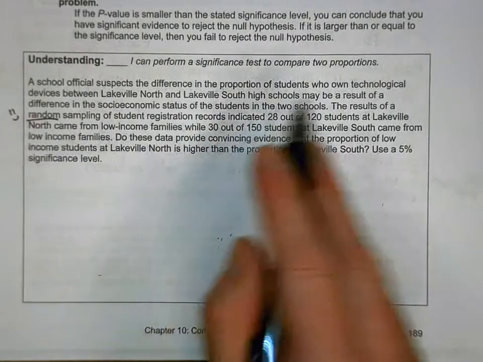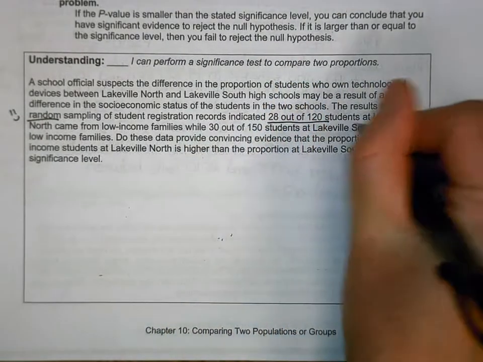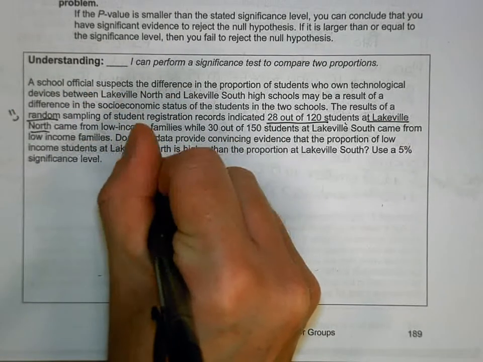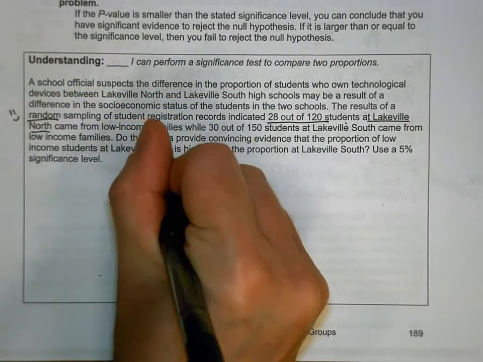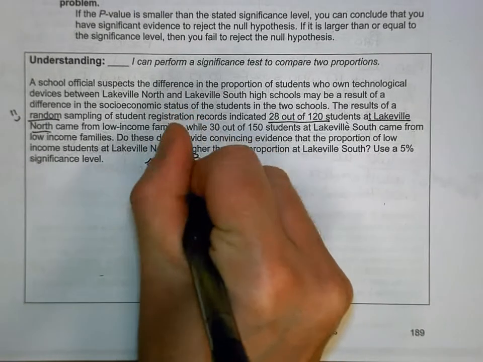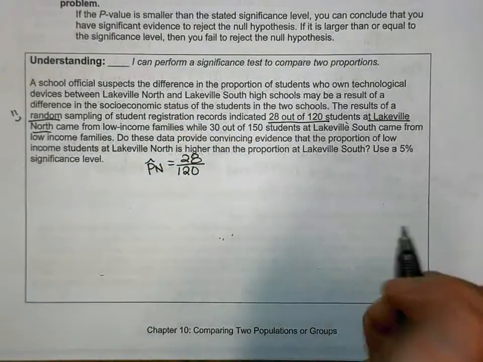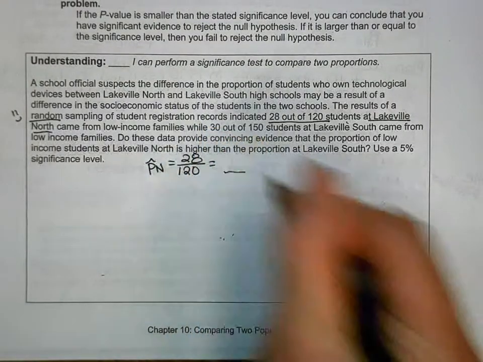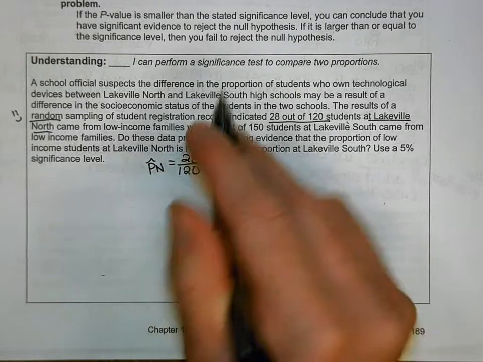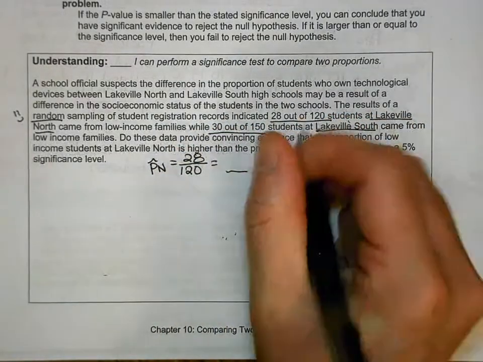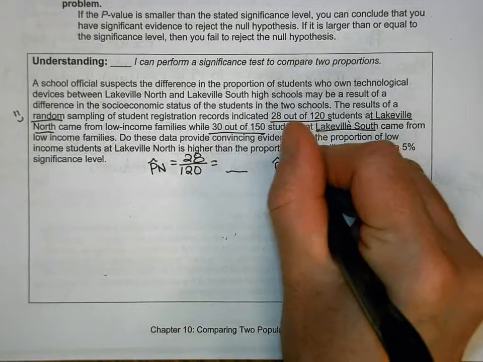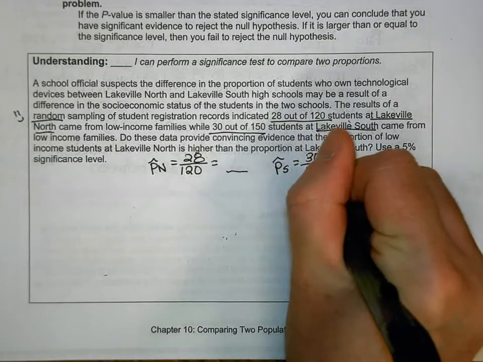Records indicate 28 out of 120 students at Lakeville North. So give yourself a p-hat for North equals 28 out of 120, and eventually the calculator will tell us what that equals. And then we also have 30 out of 150 from Lakeville South. So let's call that p-hat S equals 30 out of 150.